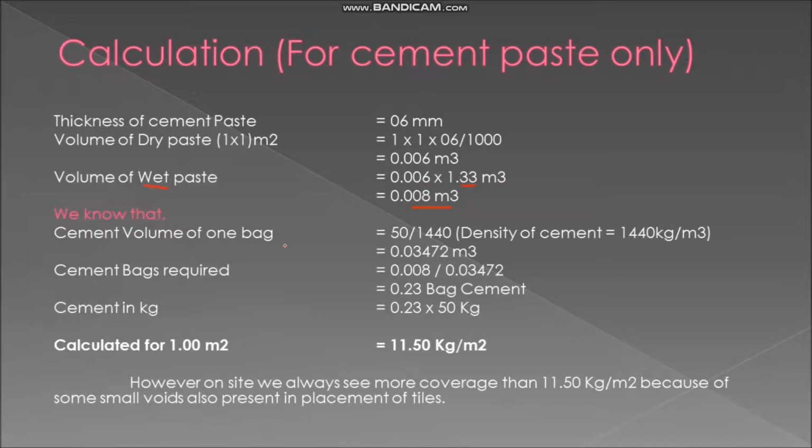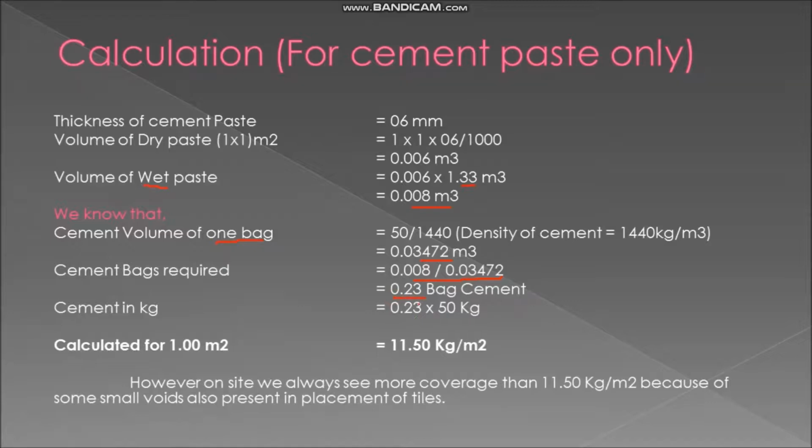Now we will convert this volume of cement paste into kg. For that we will need the volume of 1 bag of cement, that is 0.0372 cubic meter. We have discussed where it comes from in the flooring part. One cement bag, we will divide it with the required cement volume 0.008. Now it will give 0.23 bags of cement.